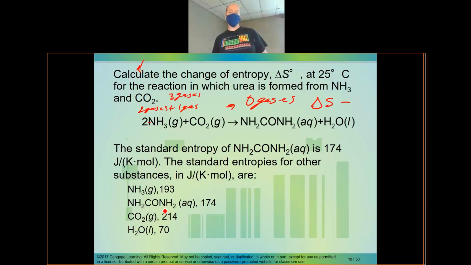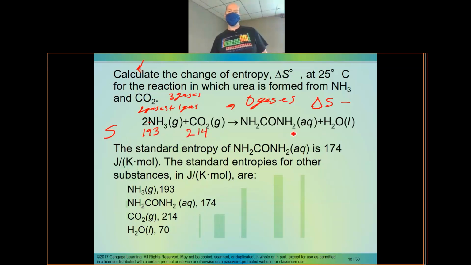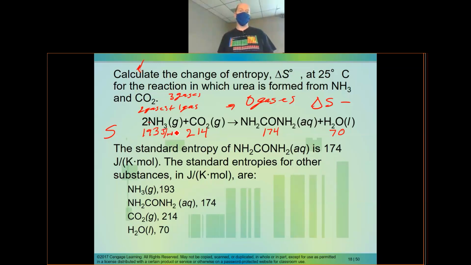All right, so now we can actually calculate the number. The values are given to us. NH3 S value is 193. CO2 S value is 214. The NH2CONH2 value is 174. The H2O liquid value is 70. And these are all in joules per mole Kelvin.